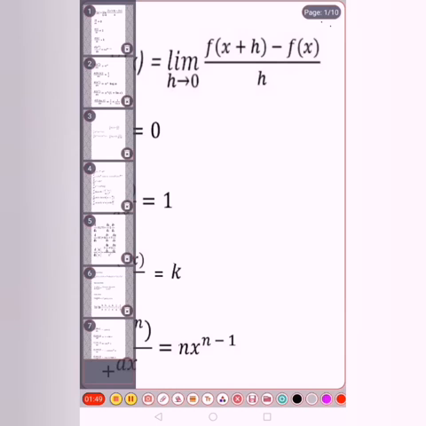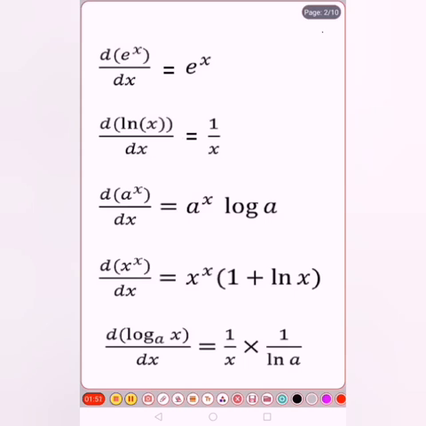Now next we will discuss some more interesting differentiation formulas, that is d/dx of e^x will be equal to e^x. d/dx of e^x is e^x. Next, d/dx of log x is equal to 1 by x. Differentiation of log x is 1 by x. Now differentiation of a^x is equal to a^x log a. Differentiation of a^x is a^x log a.